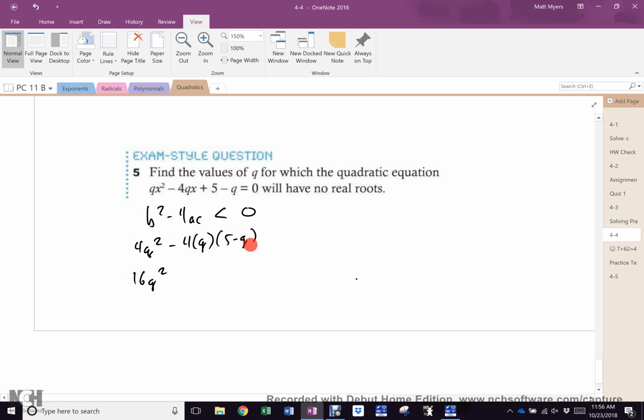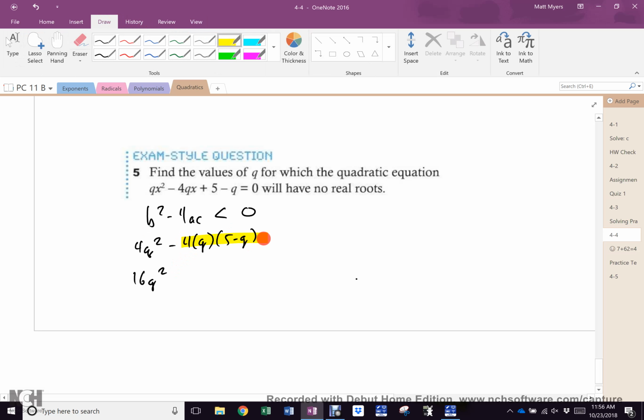Everybody with me? Okay, so what is this right here? What's 4 times Q? 4Q. What's 4Q times 5? 20Q. Minus 20Q. And what's 4Q times Q? 4Q squared. Plus 4Q squared, yes? Because negative, negative. Everybody cool? Okay, what do you see there and there? They're like terms, right? So I have 16 plus 4, so 20Q squared. 20Q squared minus 20Q has to be less than 0, yes?